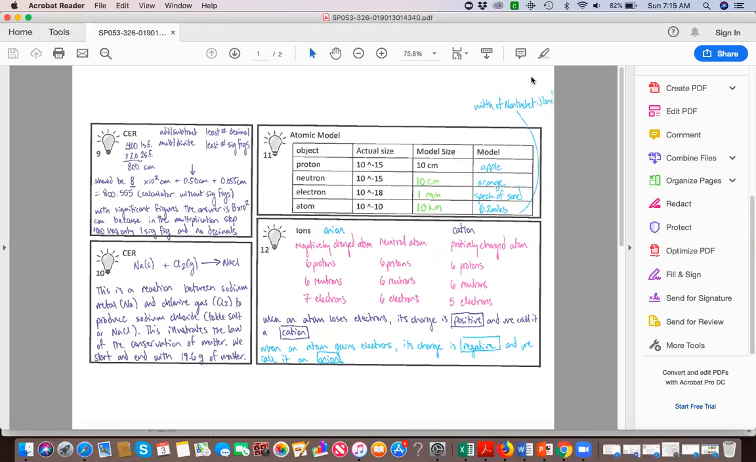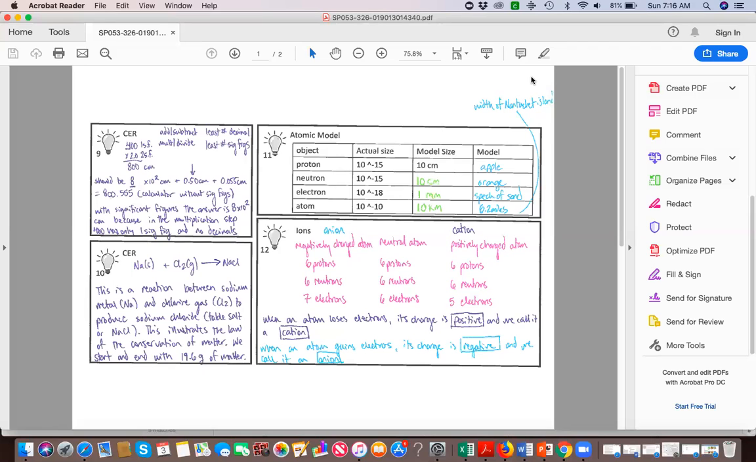So if I lose an electron, if I go from 6 electrons to 5 electrons, I'm going to form a cation. Whereas if I go from 6 electrons to 7 electrons, where I gain an electron, I'm going to form an anion. So the big idea here is that when an atom loses electrons, its charge is then positive. We call it a cation. When an atom gains electrons, its charge is then negative, and we call it an anion. So it's useful to know the difference between anions and cations because we're going to start to think about how these molecules behave.